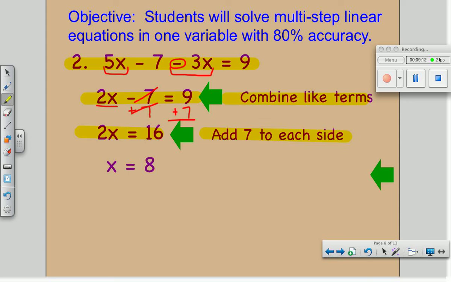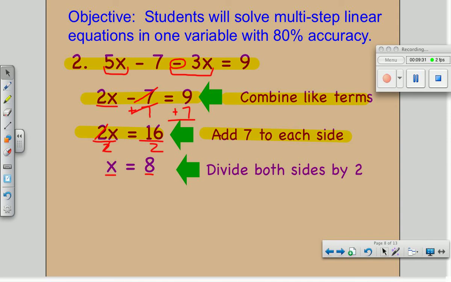Now what did I do to get from 2x equals 16 to x equals 8? Looks like I divided both sides by 2. 2 divided by 2 is 1, so I have x by itself. And 16 divided by 2 is 8. So divide both sides by 2. And to get x equals 8. Next one.